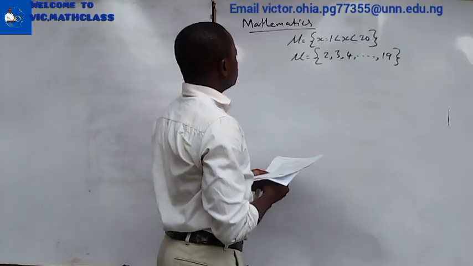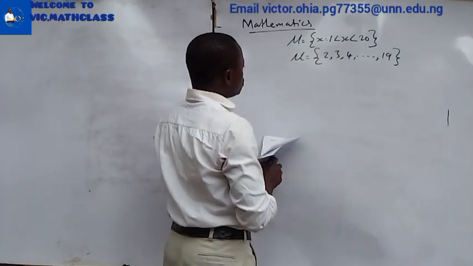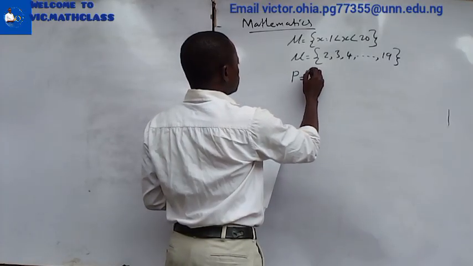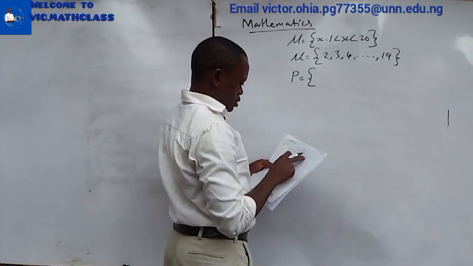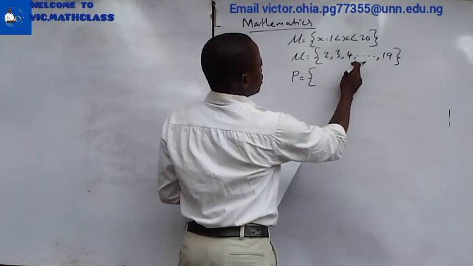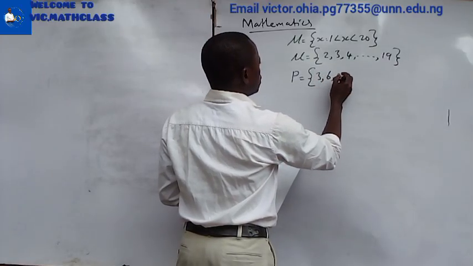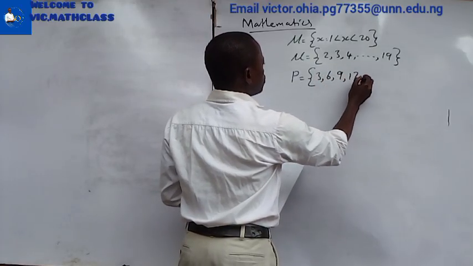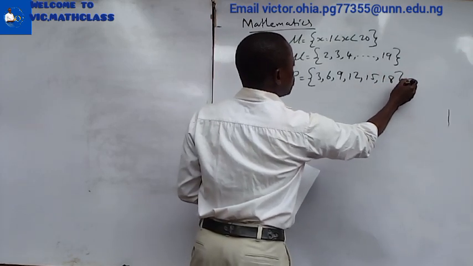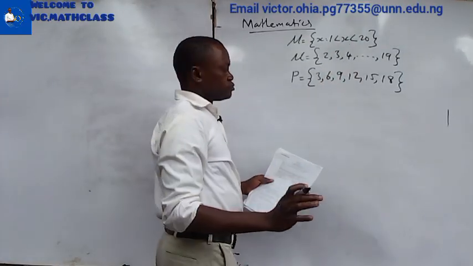They say that there is a subset P, and this subset P comprises elements x, such that x is a multiple of 3. So all the multiples of 3 that exist within here will be 3, 6, 9, 12, 15, 18, nothing more, because these are the elements that are within this range of description.